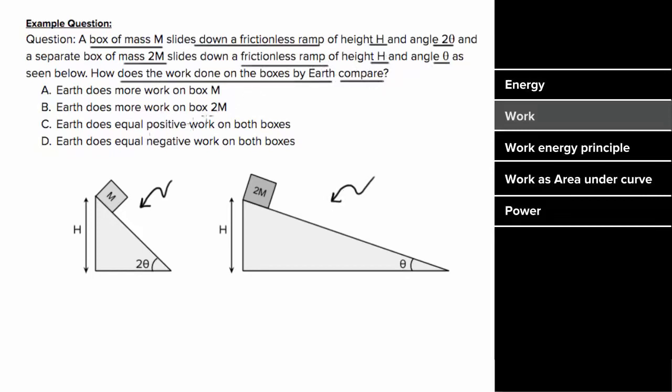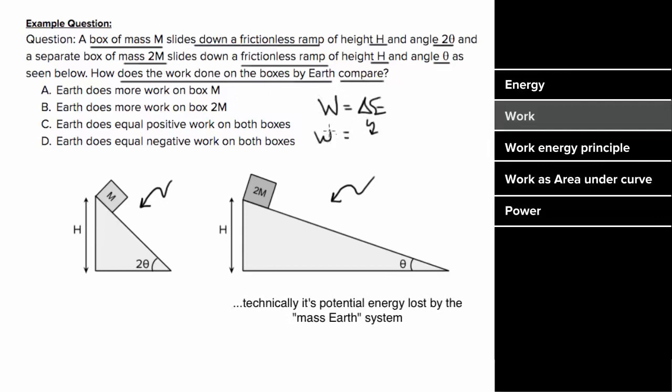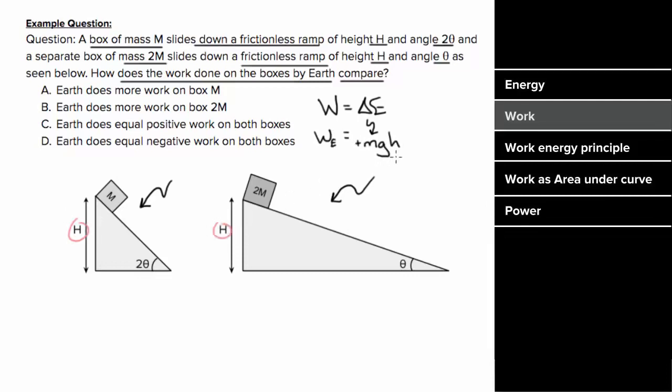The easiest way to find the work done here is by finding the change in energy. The box will gain an amount of kinetic energy equal to the amount of potential energy that it loses. So the work done by the Earth is just going to equal positive mgh. Both heights are the same, so the h's are equivalent, but one box has twice the mass. So the work done by gravity on the mass 2m is going to be twice as great as the work done on the mass m.